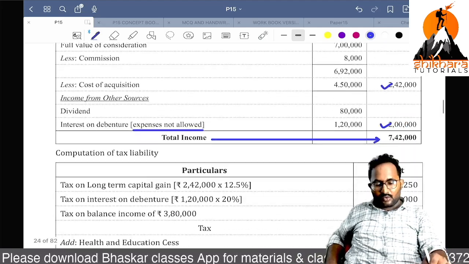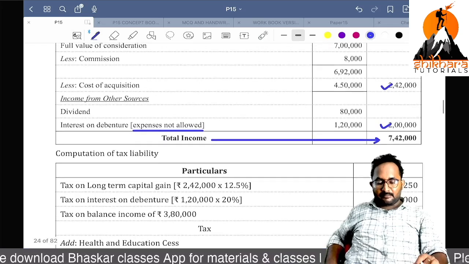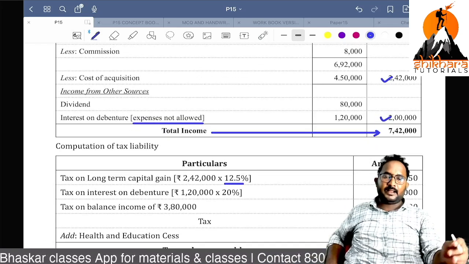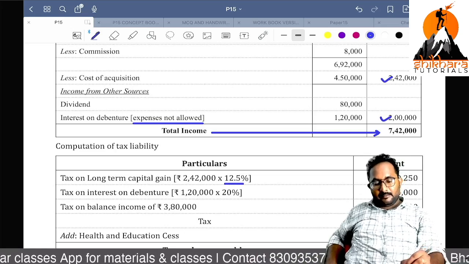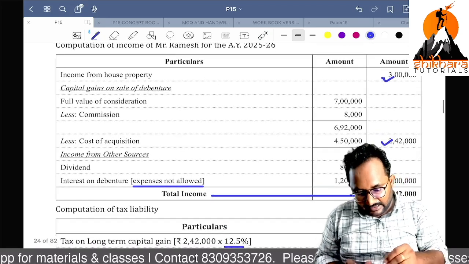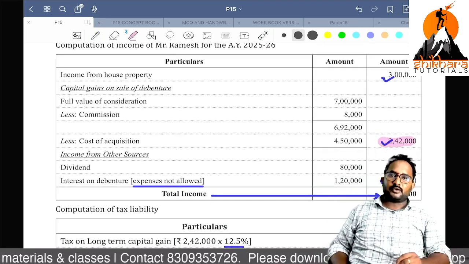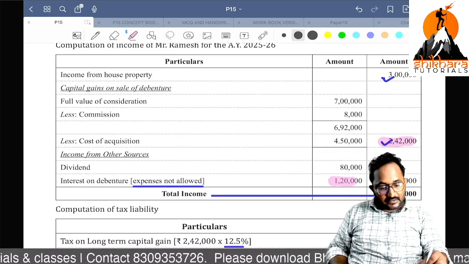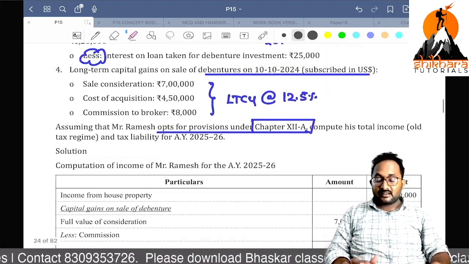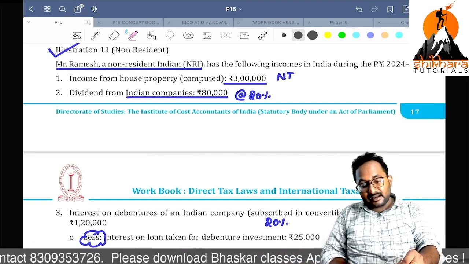Yes. Now tax liability. Remember, long-term capital gain related, what is the rate we have to apply? 12.5. Debenture related, what is the rate we have to apply? 20%. So now I am highlighting, capital gain is 2,42,000. Debentures related is 1,20,000, at 20%.